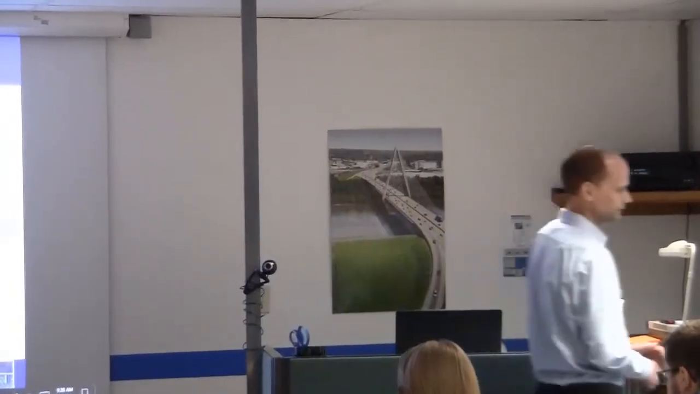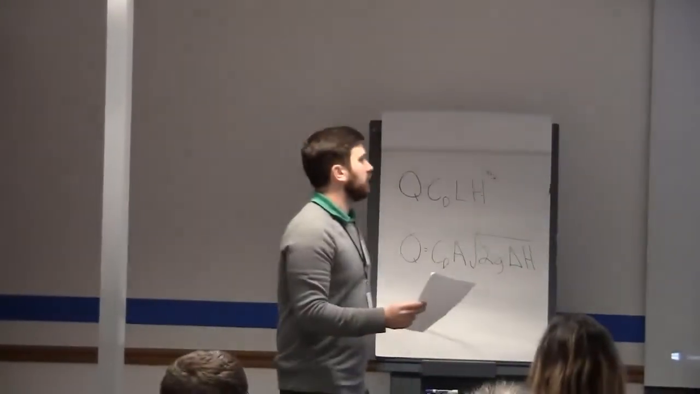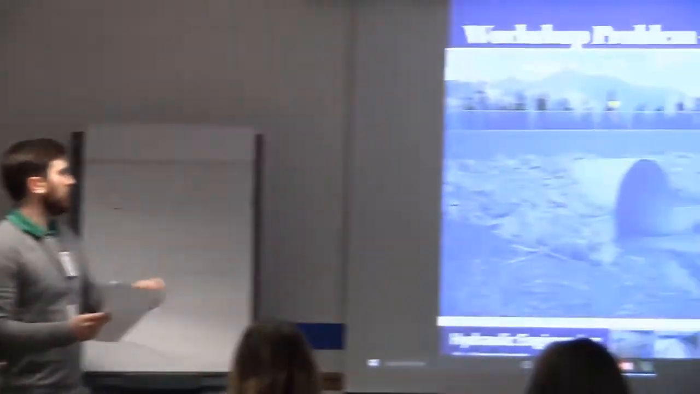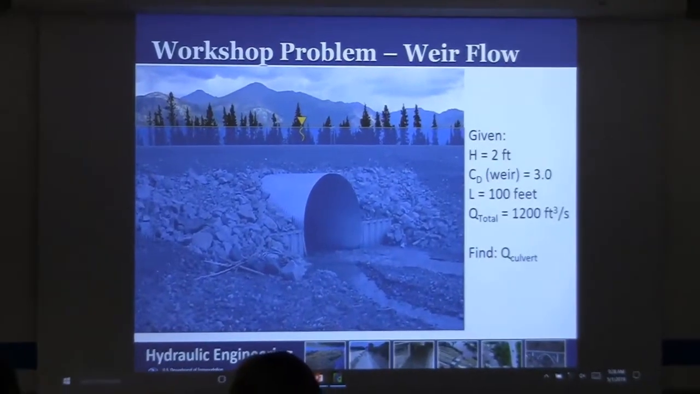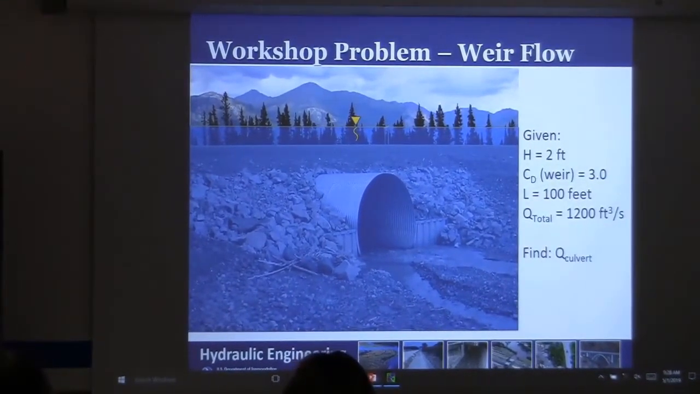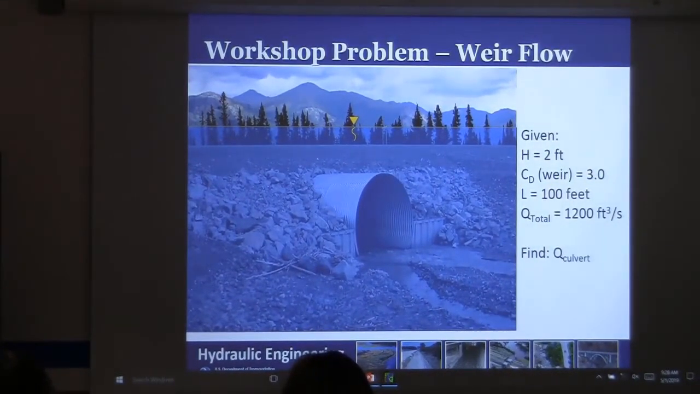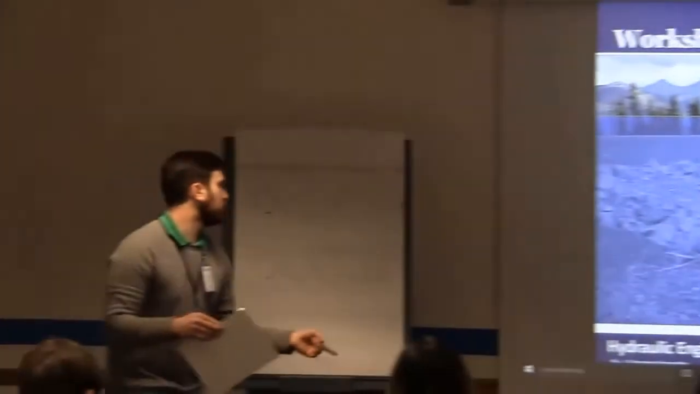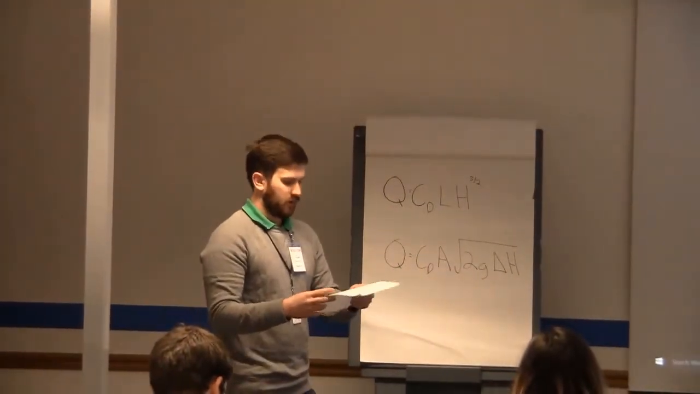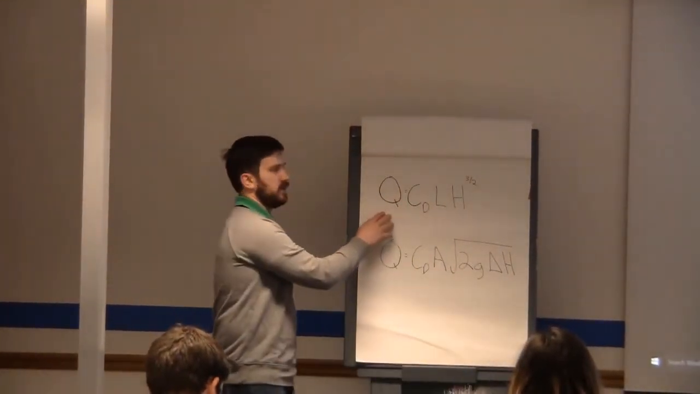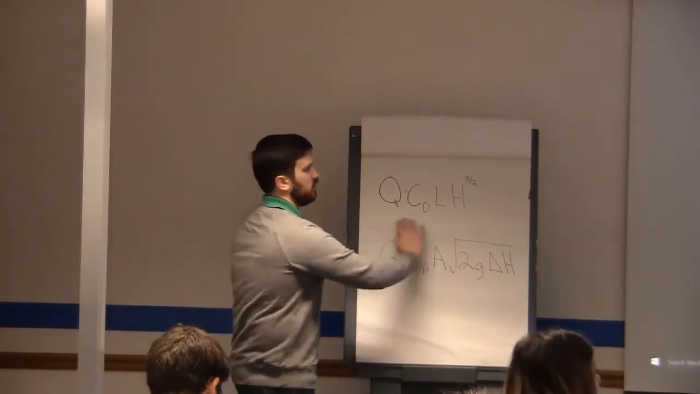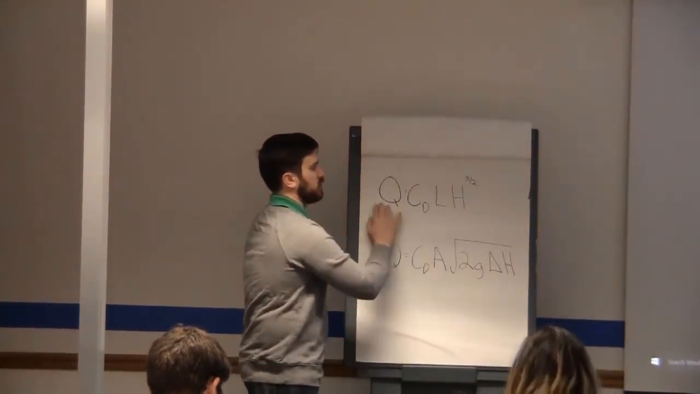All right, so we need a full description of the solution and how you came up with it. So we're given the water head, we're given the coefficient of the weir, we're given the length of the weir, and we're given the total flow over this entire thing. And we want to find out specifically the flow through the culvert, which is not what we're given, but instead what we are given, you basically just plug the numbers into the weir equation right here.